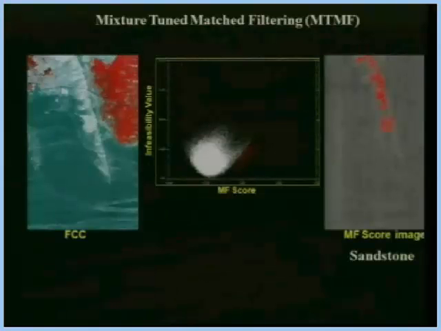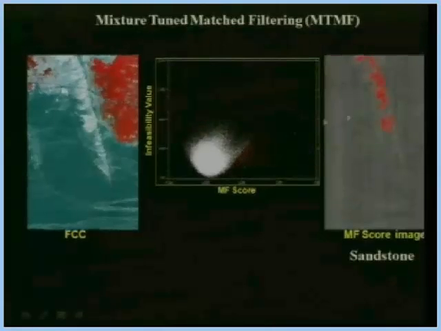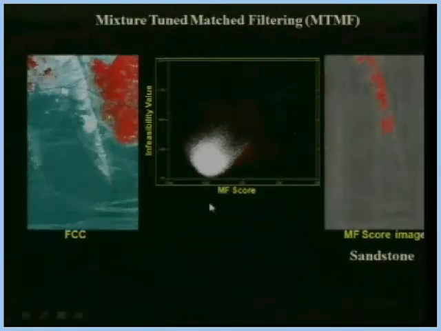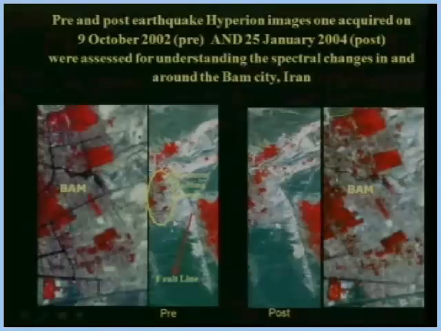This is the sample output. This is MF score versus infeasibility. The pixels around the red are for sandstone. So higher MF score but lower infeasibility. That is the combination which will give you the desired MTMF result. Again, this is Hyperion data. It is pre and post of the earthquake in 2004.